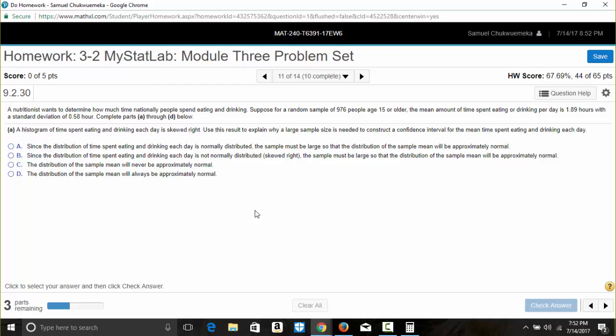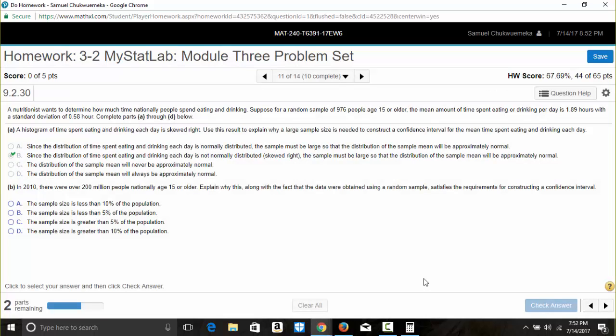in this particular question, the sample must be large so that the distribution of the sample mean will be approximately normal. Because they asked us to explain why a large sample size is needed. That is what we need.